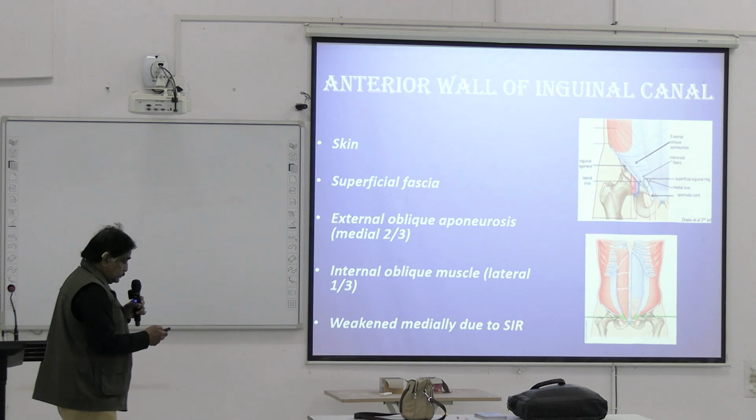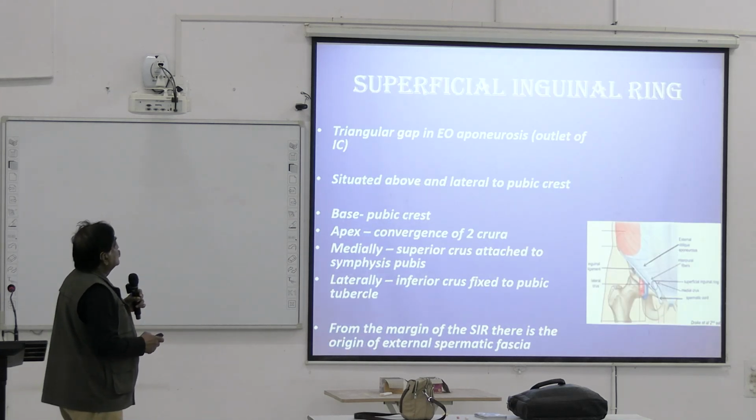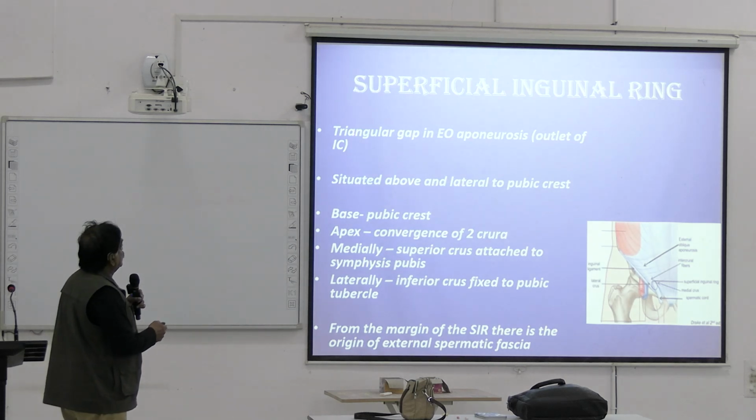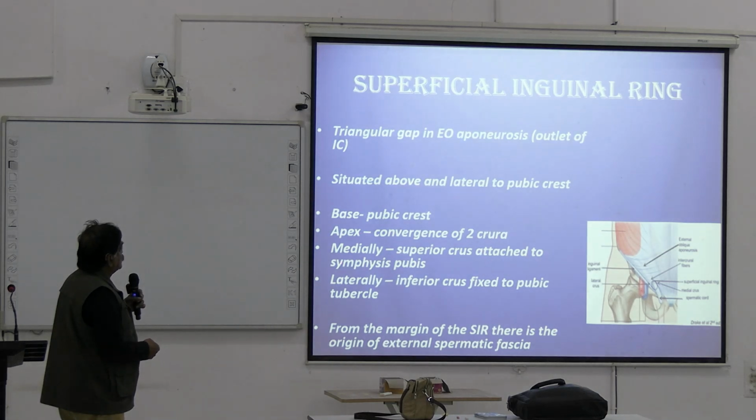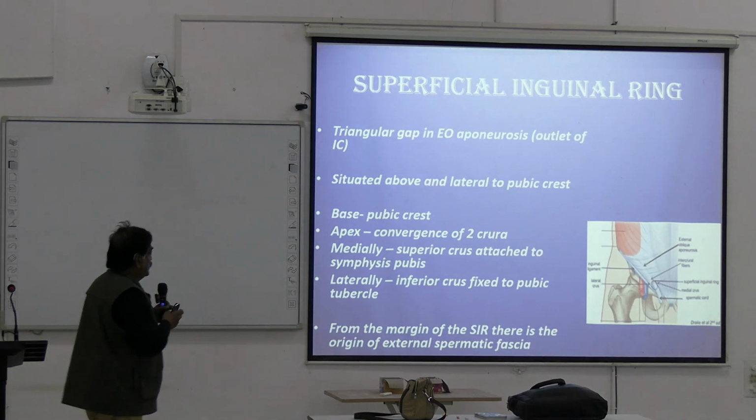Now, superficial inguinal ring, triangular gap in the external oblique aponeurosis, outlet of inguinal canal, situated above and lateral to the pubic crest. Base, pubic crest; apex, convergence of two crura; medially superior crus attached to symphysis pubis, laterally inferior crus fixed to the pubic tubercle.